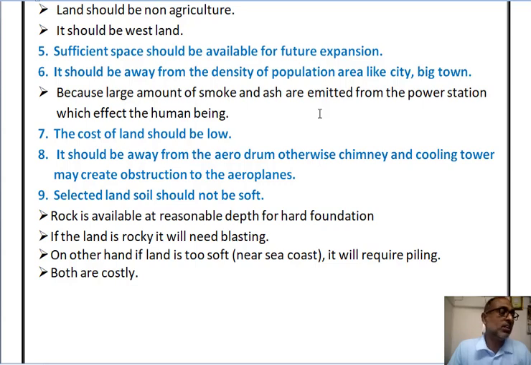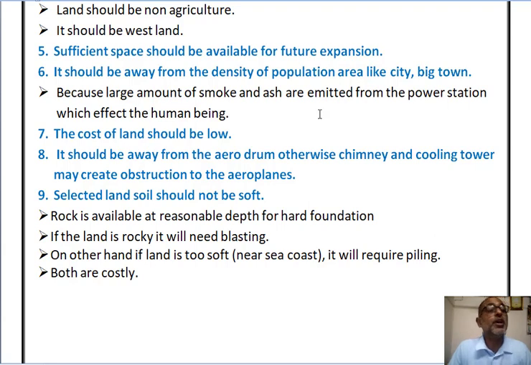We cannot install the power station in a populated area, because in a power station a larger amount of smoke and ash is emitted, which will affect human beings. Now seventh, the cost of land should be low. It is also a most important factor.